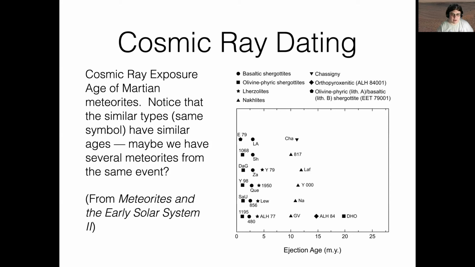You can also see typical ages, tens of millions of years. Generally speaking, stuff in the inner solar system can only hang around for tens of millions of years before it hits something.